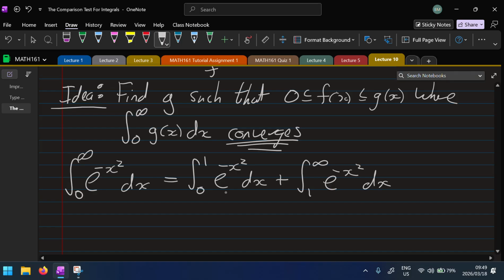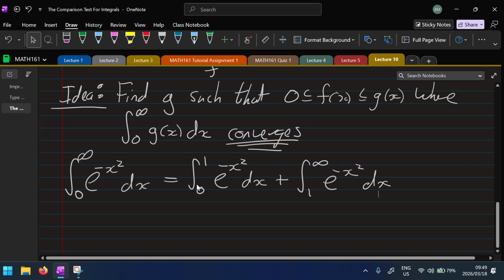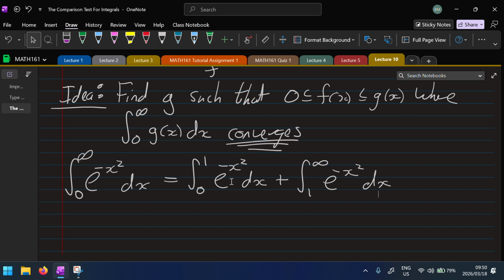This first one here, from 0 to 1, automatically converges. There's no infinity anywhere, so no issues with that. This converges. Okay, no issue with the first one. The second one, we're going to try and make it simpler using that exponent.